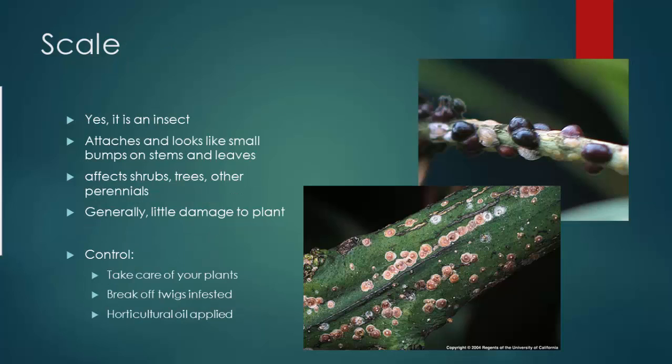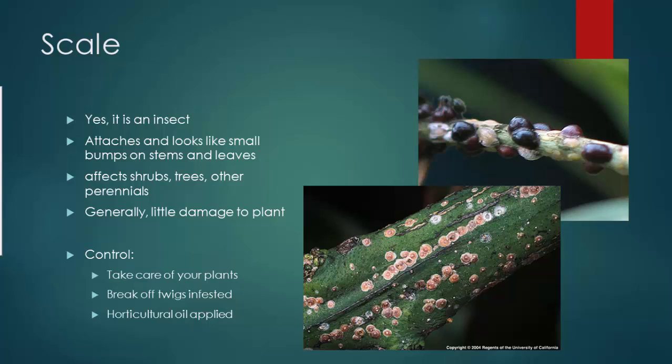Scale is in fact an insect. It looks like a little bump on the stem, which it basically is, because as a small insect, it attaches to the stem and it does not move. It stays there, and it doesn't cause a whole lot of damage to the plant except for aesthetically. People don't want to buy plants that have these spots all over them.